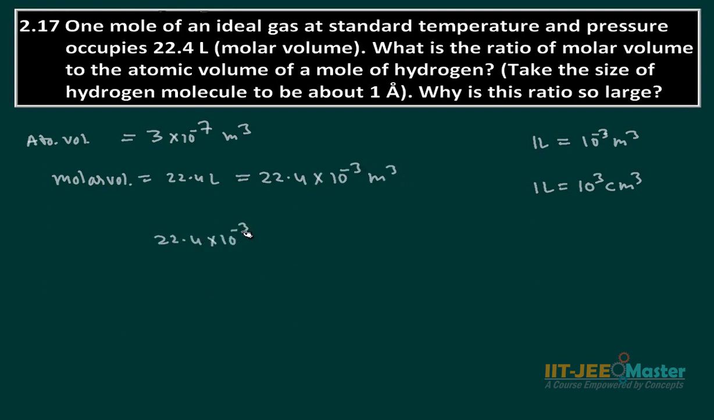Let us find the ratio of these two. 22.4 into 10 to the power minus 3 meter cube. The required ratio is 22.4 into 10 to the power minus 3 divided by 3 into 10 to the power minus 7. This will be about 7 into 10 to the power 4 nearly. So why is this ratio so large? Because of the interatomic distances. In a gas, the interatomic distances are very large compared to their size. Let us see the next exercise.